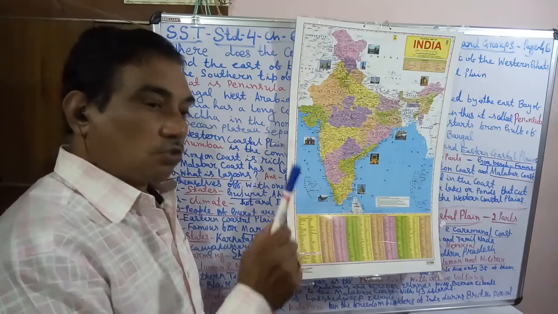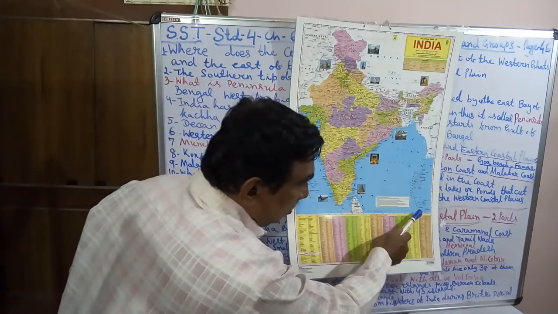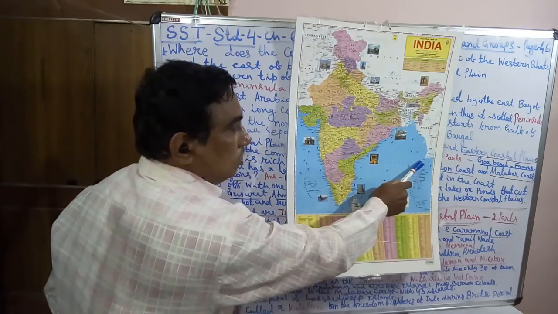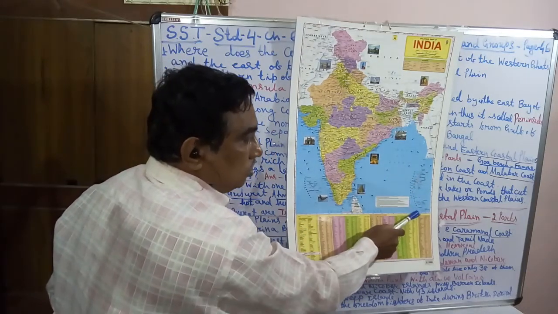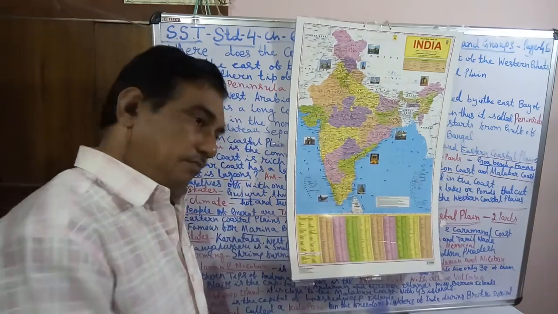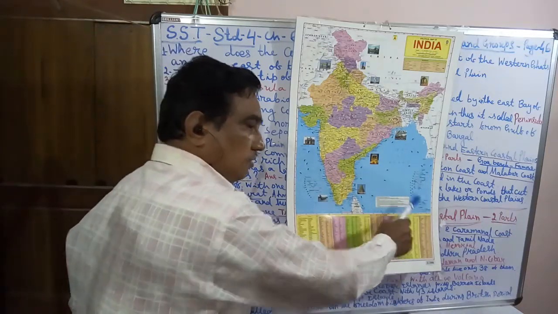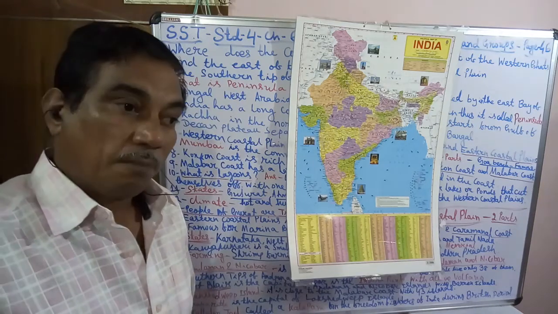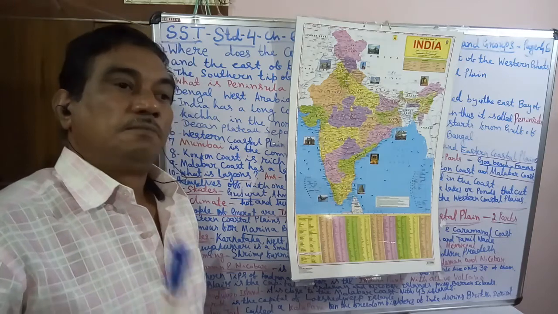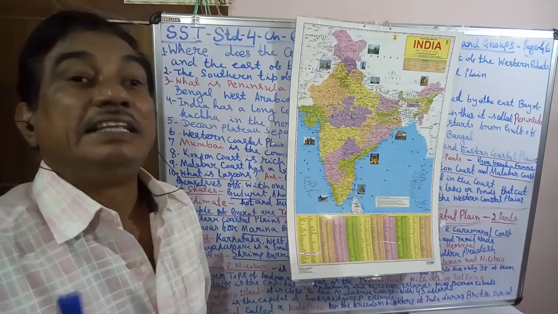Okay. Then the southern tip of Andaman and Nicobar is Indira Point. Here is Indira Point, the southern part of Andaman and Nicobar. Upper is the northern part, lower is the southern part. The southern part is called Indira Point. It is an important question, Indira Point. The southern part of Andaman and Nicobar is called Indira Point.